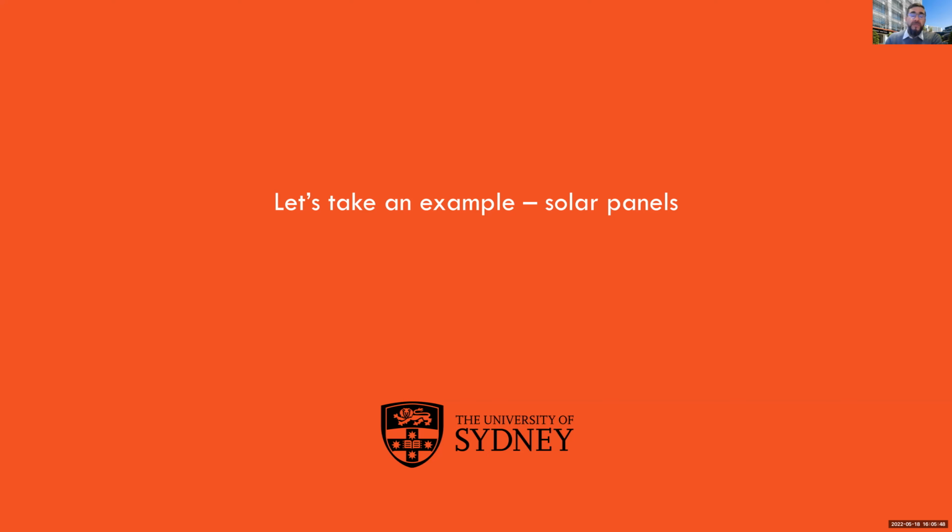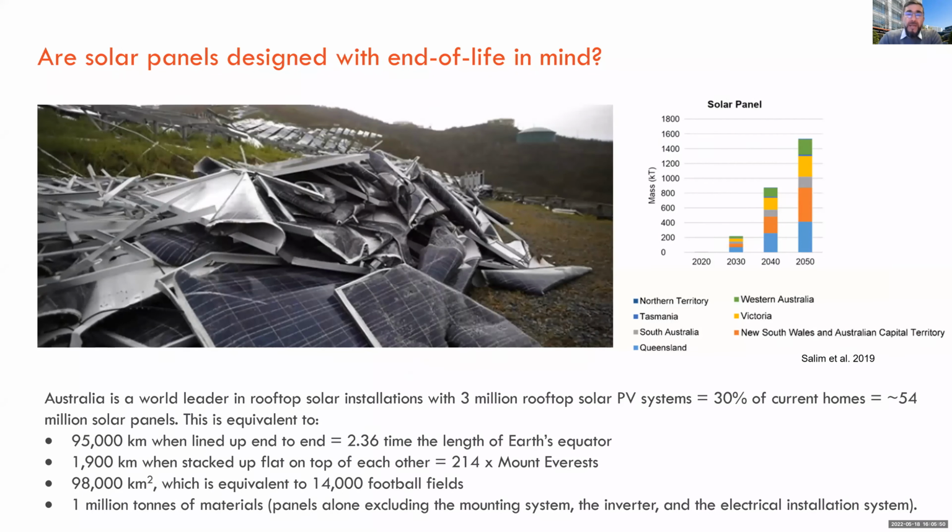Let's take the example of solar panels. Solar panels produce electricity from solar energy, and that means we can have a renewable energy source on our rooftop. Australia is one of the leading countries in the world in developing solar rooftop installations. It's got about 54 million solar panels installed on the rooftops so far. That's my estimate, approximately. And that's about 30% of the current homes. That's only 30%.